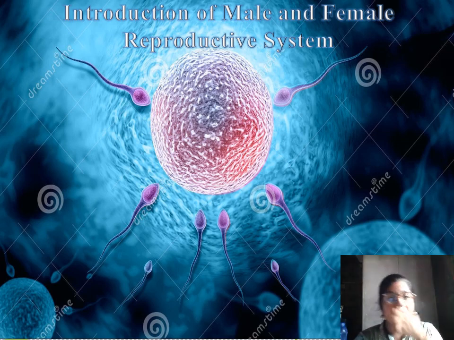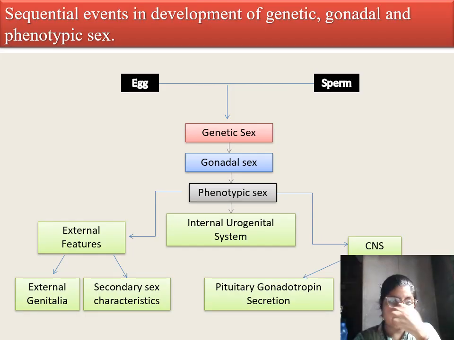Hello everyone. Today I will discuss the introduction of the male and female reproductive system. You all know about the reproductive system. In the reproductive system, one forms sperm, another forms egg, and the main goal is to produce an embryo, which means sexual reproduction is continued with the help of the reproductive system.